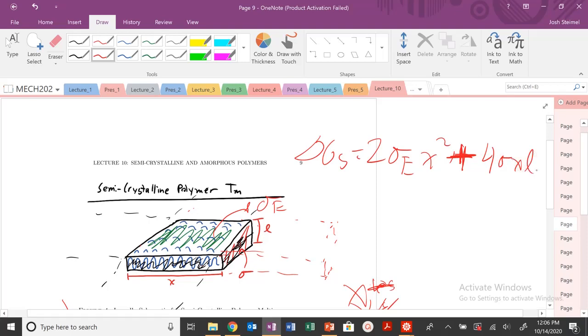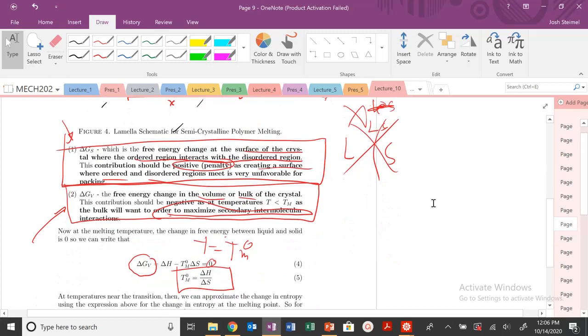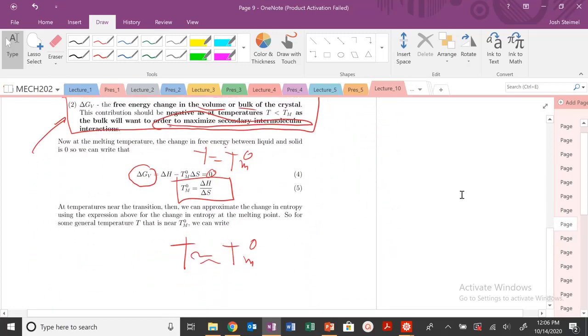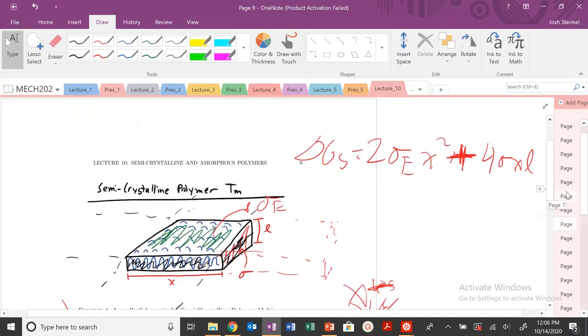Because there's still going to be this surface for nucleating, even though it's going to be touching our other surface. So looking back at our definition, this is the surface free energy along the disordered region. That's going to be very unfavorable. And this is the surface free energy along the growing edge of the lamella. But even though it will be touching an ordered region, until we pack them against it, it's not going to be essentially in the bulk, which is this delta GV here.